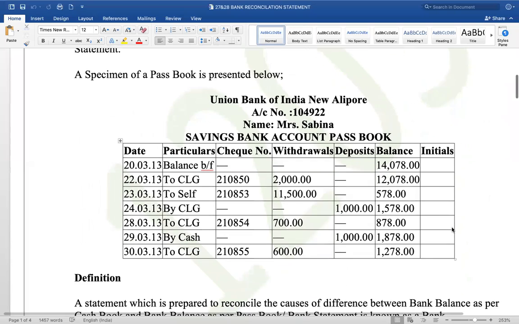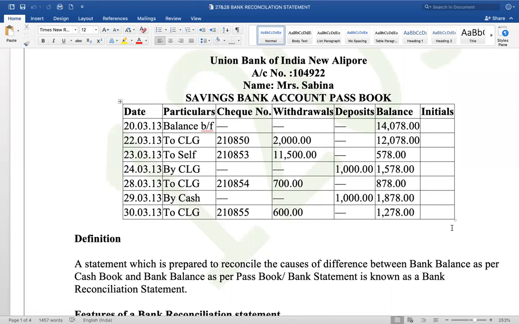That we are calling the bank statement. This is a bank statement: Union Bank of India, New Alipur, account number so and so, name Sabina, savings bank account passbook. This is how your statement looks. It is a savings bank account statement, a true copy of the passbook which is maintained by your banker.